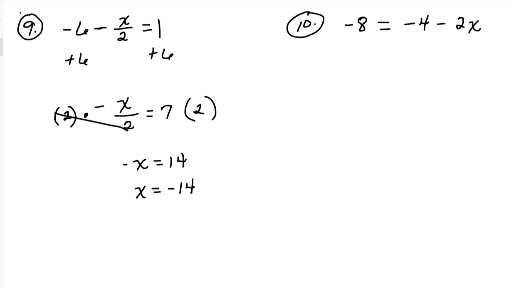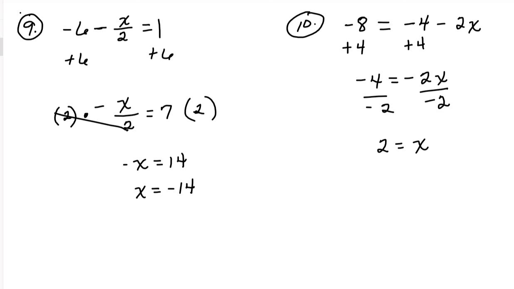On problem 10, I need to get rid of the negative 4 and that minus 2x. I'm going to get rid of that negative 4 first, so I'm going to add 4. Again, we can see that those numbers here are opposite, so adding 4 to both sides gives me negative 4 equals negative 2x. Don't forget that negative. And then divide both sides by negative 2, and I get x to be positive 2.